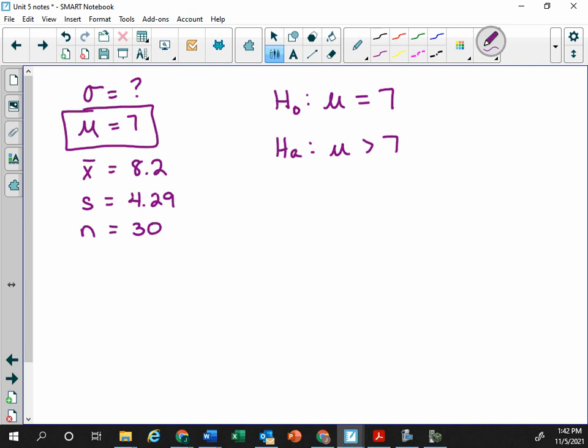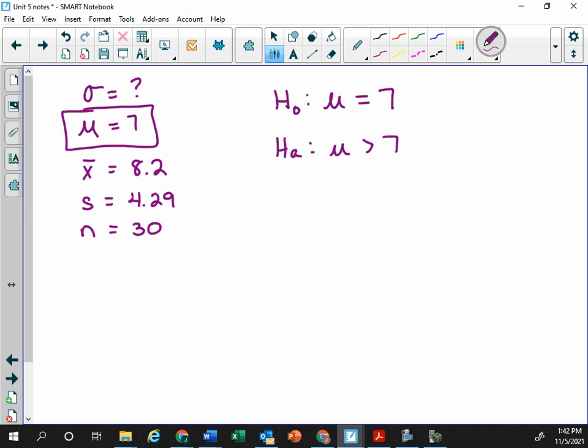Okay, so if you see an alternative with an X bar in it, that's not the right way to write it. Sometimes you have to pick on multiple choice what's the proper null and alternative. It's always got to be mu. The null is always equals. The alternative is always an inequality. Okay.